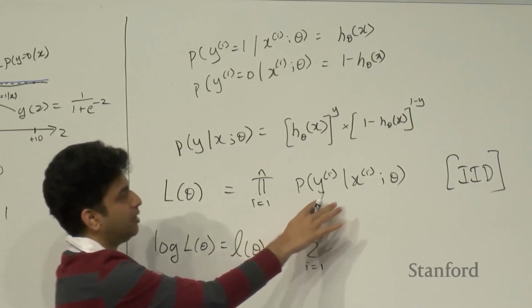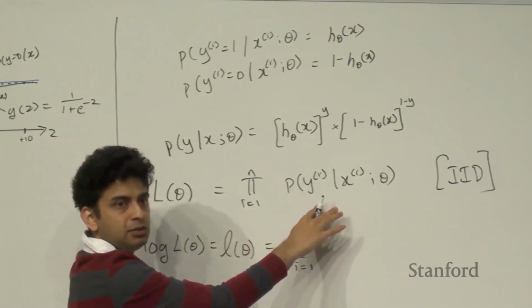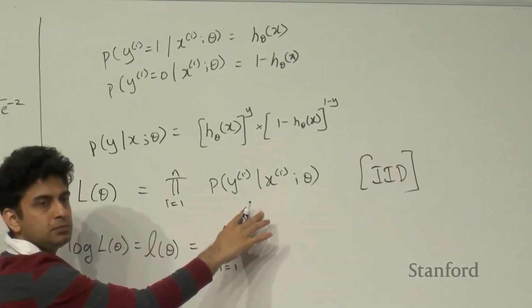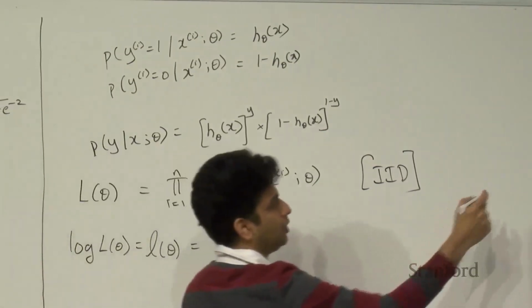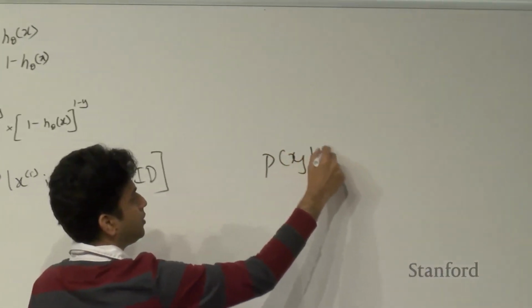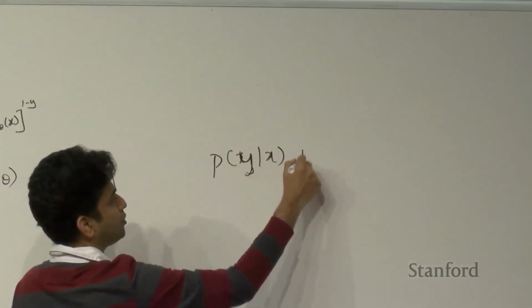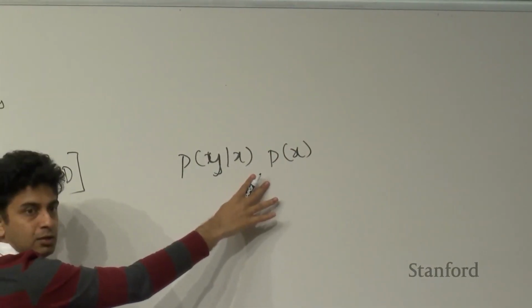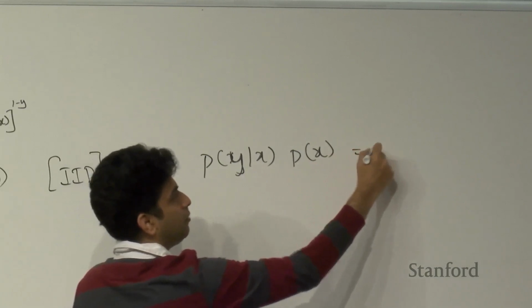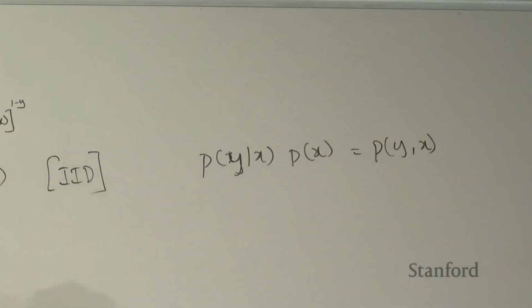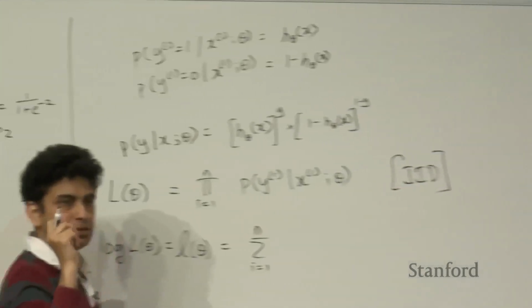So y should be multiplied by p of x given. So what you're saying is, should we have p of y given x times p of x? Should we have this as well? So this will be p of y comma x. Okay? Yeah, we'll parameterize by theta everywhere. So the question is, that's a very good question.